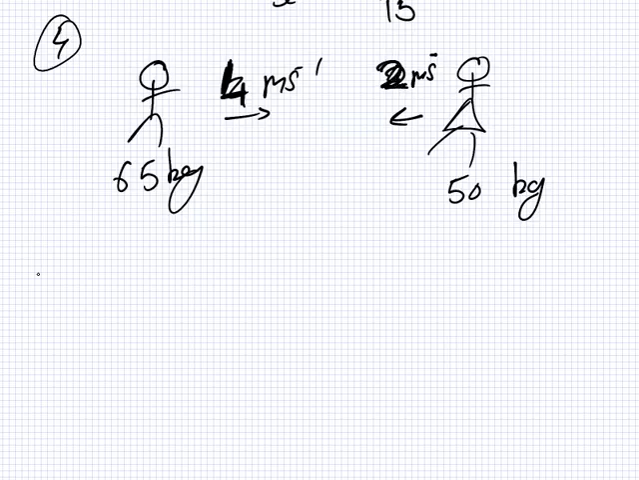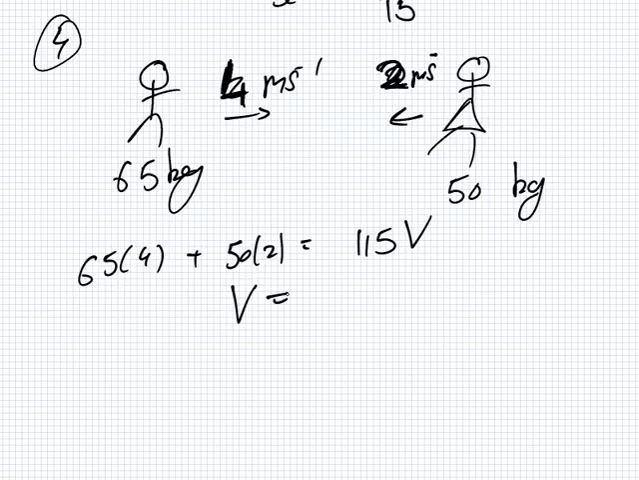So we have m1 u1 plus m2 u2 equals 115 v. So what did you get for v? 3.13 meters per second. We must show that this collision is inelastic.